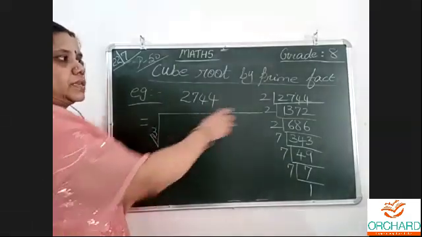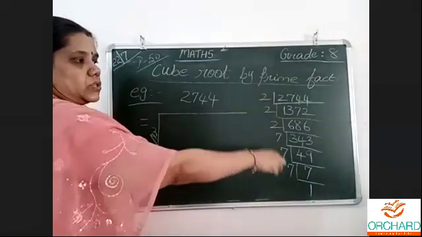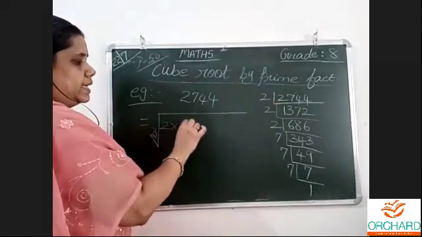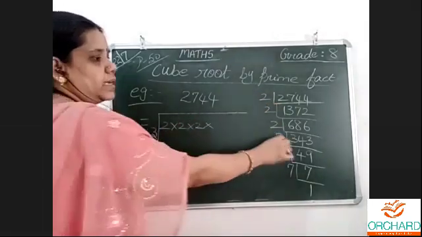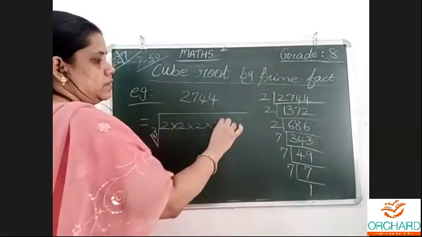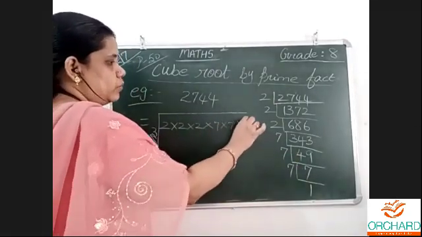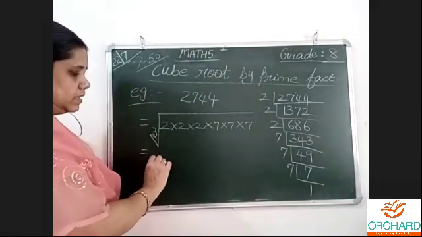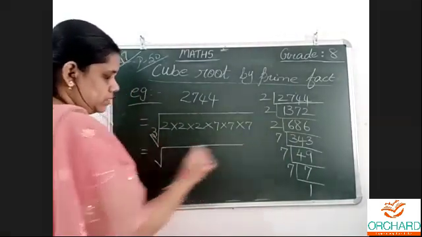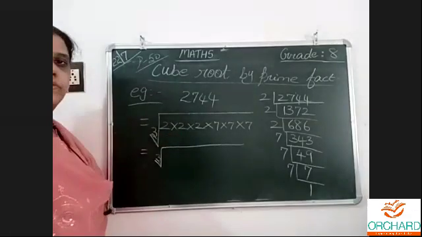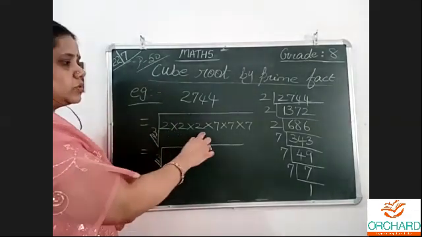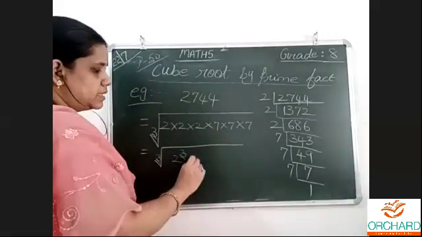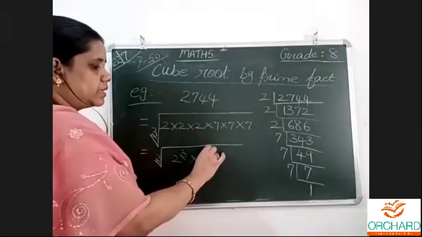Cube root of these prime factors to write. 1, 2, 3. 3 times. 1, 2, 3. 3 times. 1 no need to write. It is equal to cube root of 2, 2, 2, which is 2 power 3, and 7, 7, 7, which is 7 power 3.